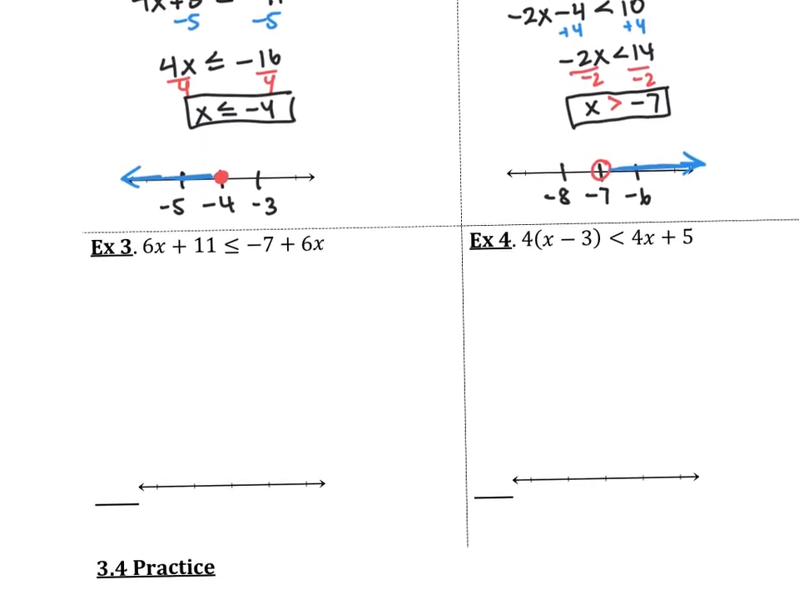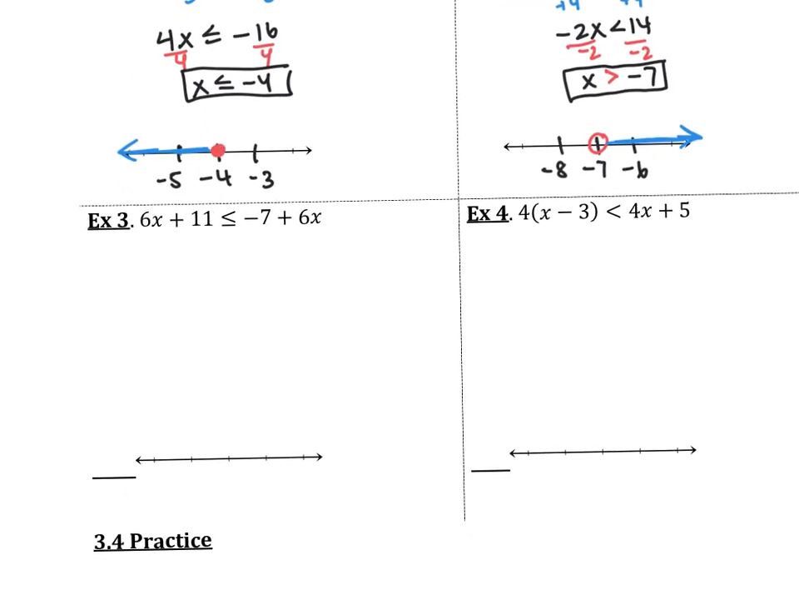Okay, the next two, we're going to have something interesting happen. Okay, but we're going to try to solve it the same way. 6x plus 11 is less than or equal to negative 7 plus 6x. Okay, I do have x's on both sides, so I'm going to cancel off the positive 6x. I'm going to subtract 6x. Okay, what happens when I do this? Okay, these cancel, and I bring down positive 11. Bring down the negative 7. Okay, but these also cancel. Okay, I'm left with 11 is less than or equal to negative 7.